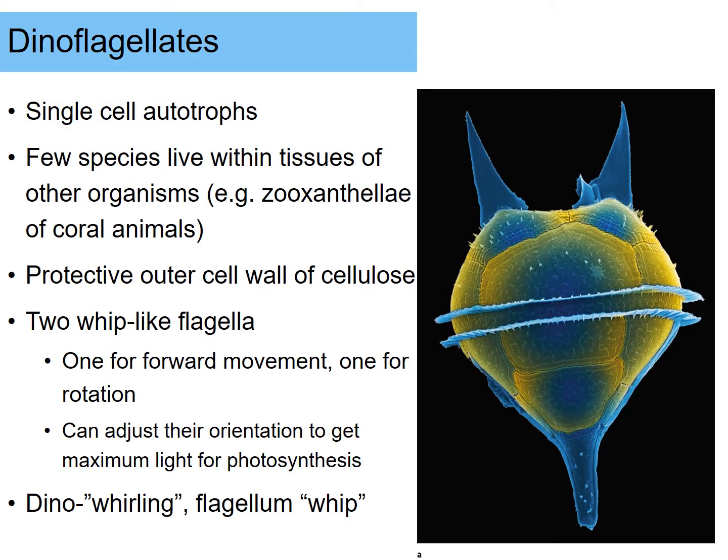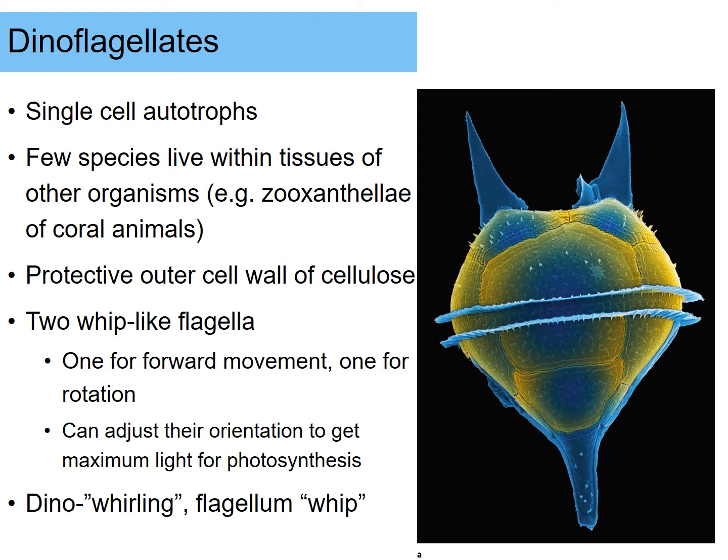The next group of phytoplankton I want to introduce you to are dinoflagellates. They are single-cell autotrophs. A few species live within the tissue of other organisms. For example, the zooxanthella lives in the tissue of coral polyps, and we're going to be talking about polyps and corals later. The protective outer cell wall of dinoflagellates is made out of cellulose.